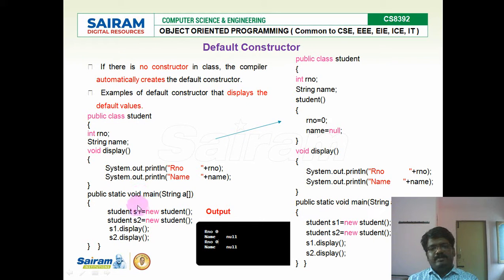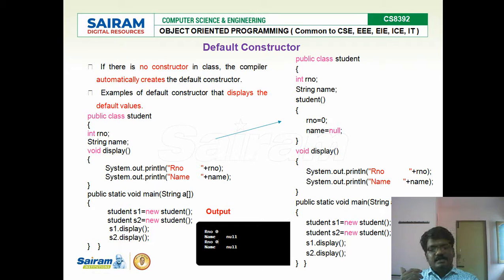In the main method I am creating two objects, S1 and S2. For these two objects, this is the syntax for creating an object: Student, the class name, space, object name, the new keyword, and the constructor. See here, no constructor has been defined. So what happens here? The Java compiler automatically creates the Student default constructor for the objects S1 and S2. For two objects, the default constructor is called two times. After that I am calling the display function for the respective objects. For the S1 object, the display function will be called once. For the S2 object, the respective display function will be called once.